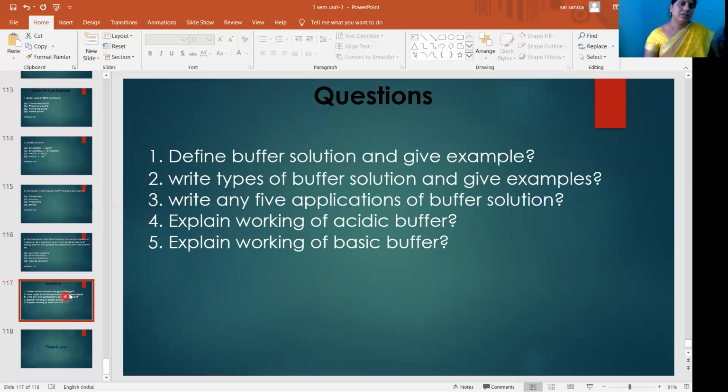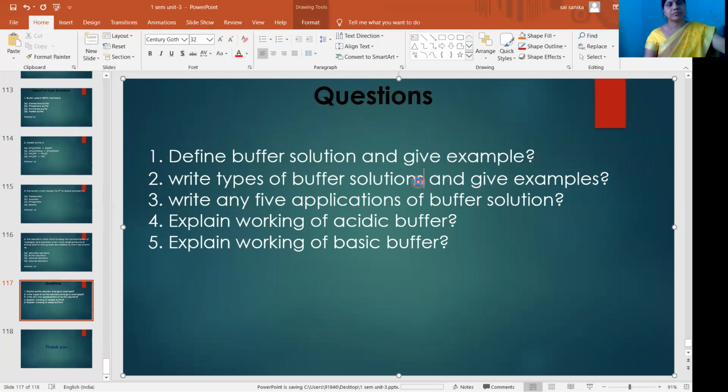Then come to the questions. So these are some of the questions from this topic. Okay. Define buffer solution and give example. Write types of buffer solutions and give examples. Write any 5 applications of buffer solution. Explain working of acidic buffer. Explain working of basic buffer. So these are the questions from this topic.